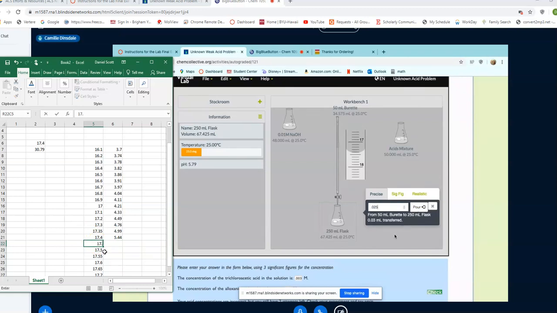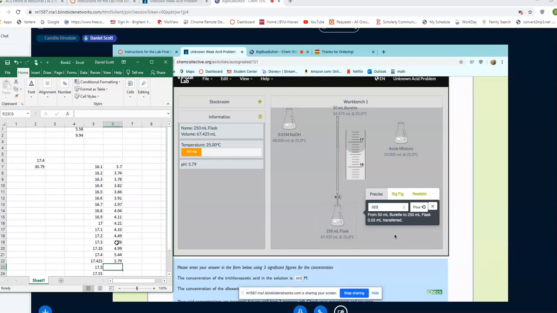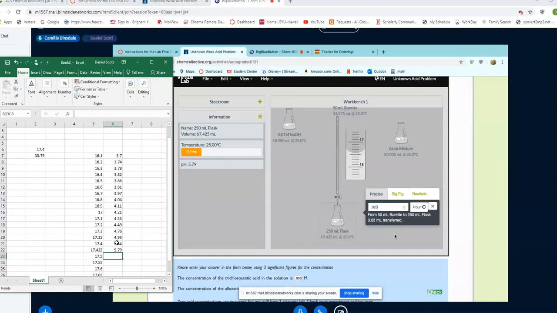Oh, we jumped over it. 17.4. What did we just add? 0.025. So it's now at 17.475. 5.79. What were we trying to get? 5.58. Wow, I can't imagine that would be it. All right, so what's the next one? Go ahead, do another one.